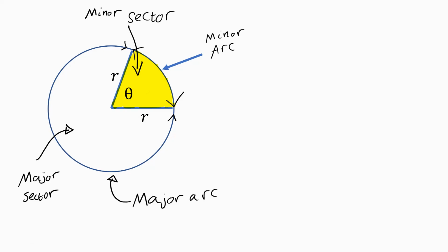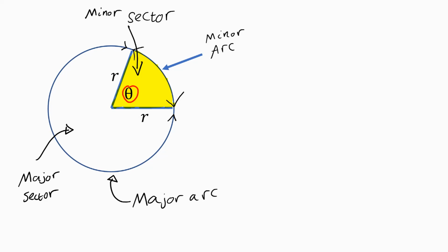In this diagram, we can see a circle, and the radius is r, and we have this angle here we pronounce theta. What I've shaded in yellow is what we call the minor sector of the circle when we have this angle theta, and the major sector is on the outside in white. It's basically the rest of the circle.